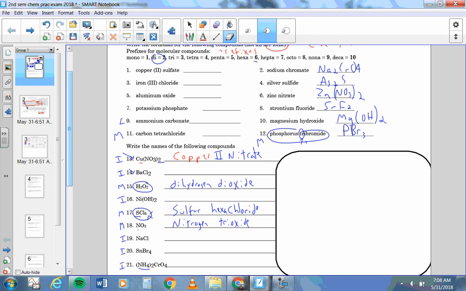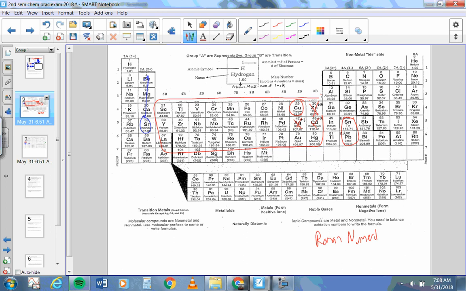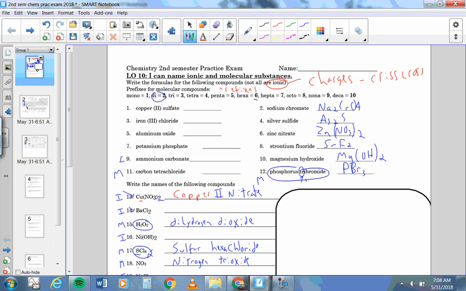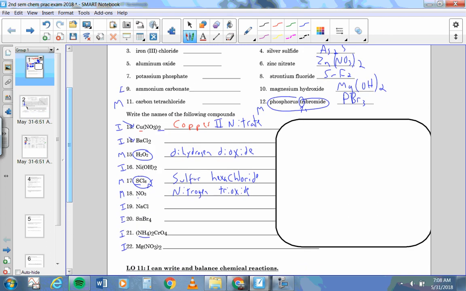The next one isn't as complicated. Barium comes over here in predictable +2 land. We don't have to tell anybody it's charged, because everybody knows that, or they can see it. It's simply barium chloride. No prefixes on ionic stuff.